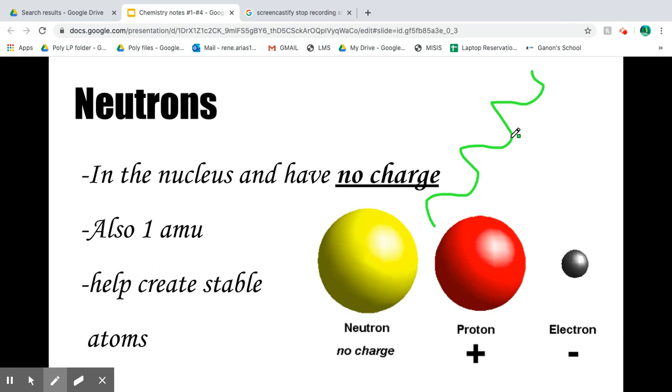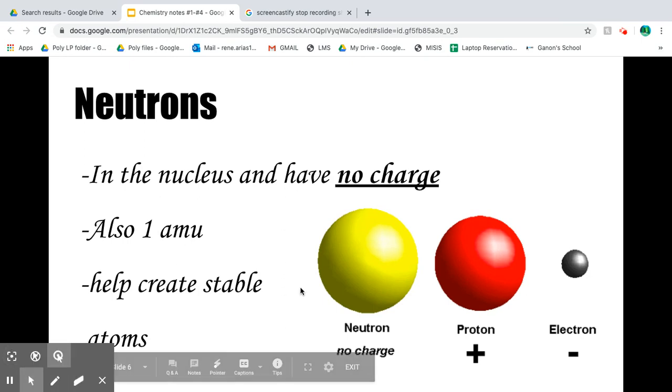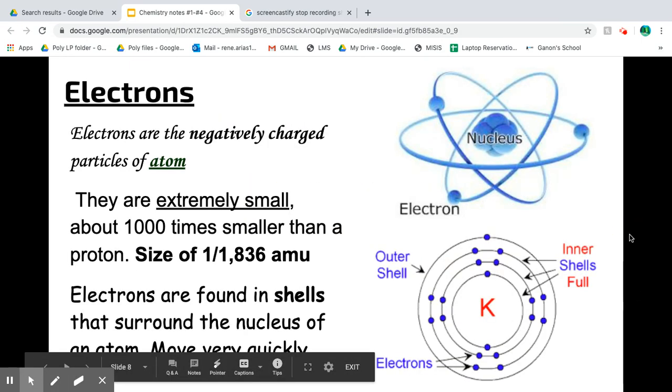Things that are unstable are things that we consider to be radioactive. So radioactive compounds are very unstable. They don't have the correct number of neutrons, and they usually break up to become more stable compounds. Okay, neutrons also have a mass of 1, and they're also located in the nucleus.